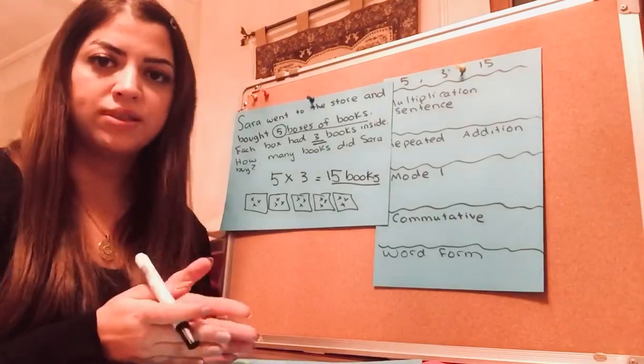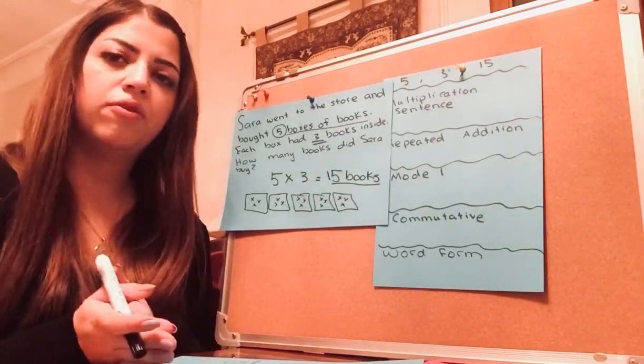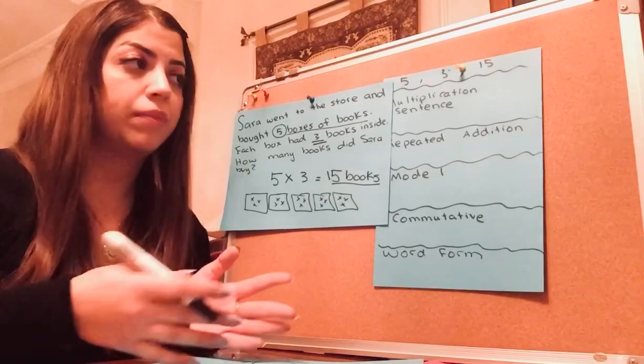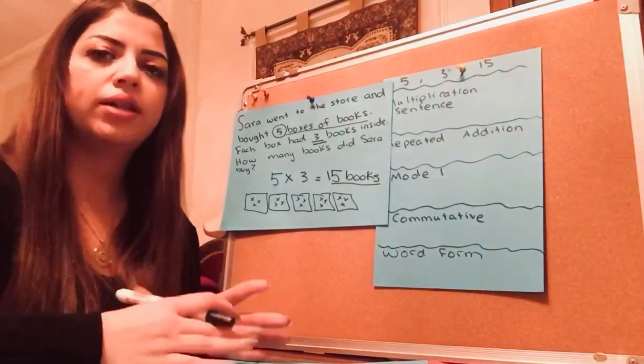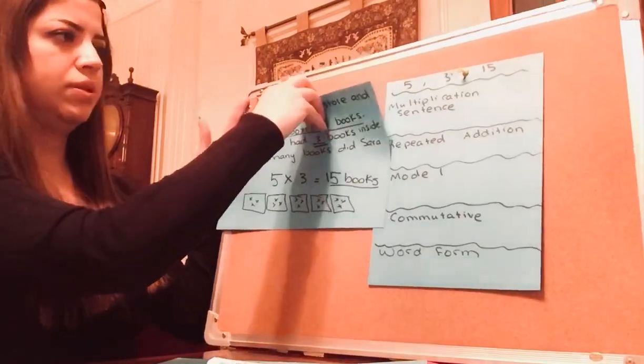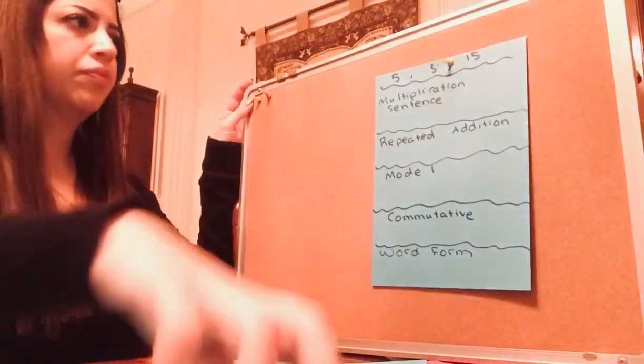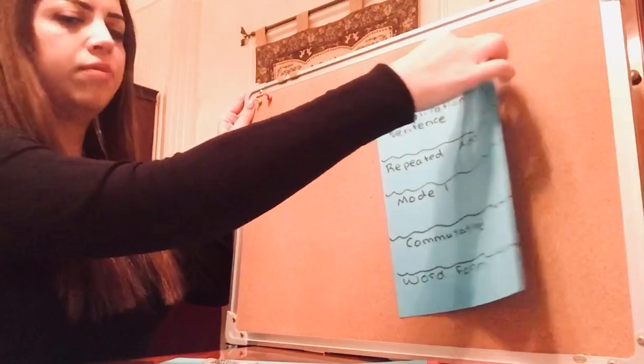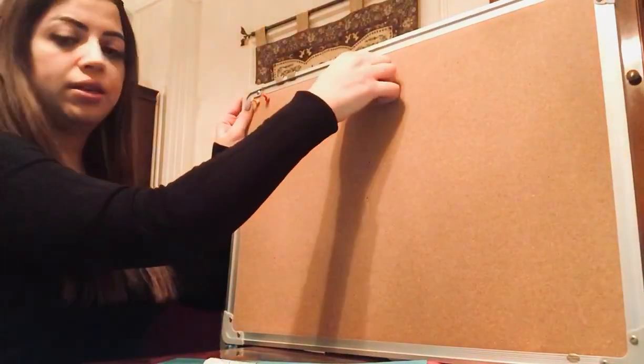These are the different forms that we took in class, and these are the forms that you need to know when talking about multiplication because they're all connected together. Now, the next thing we're going to be talking about is the different multiplication facts that we took in class.